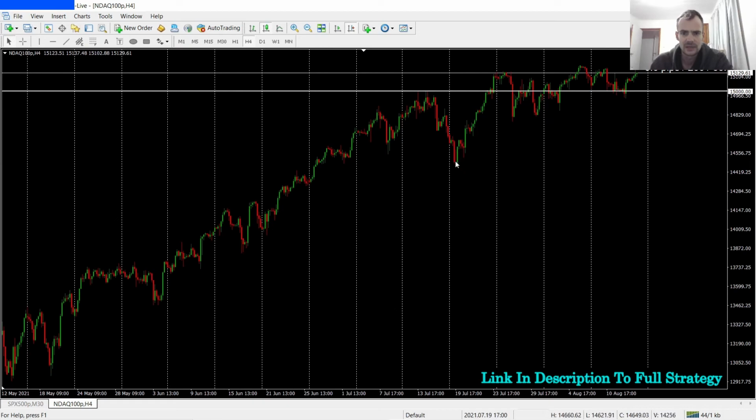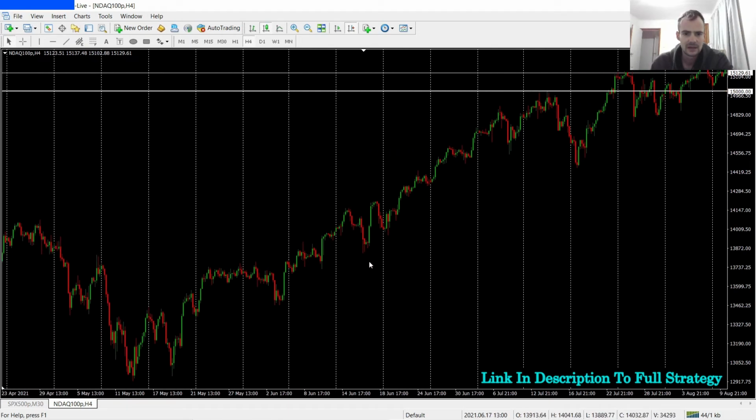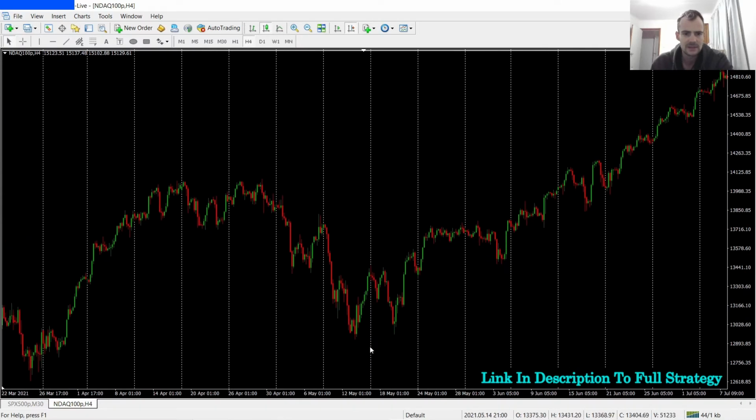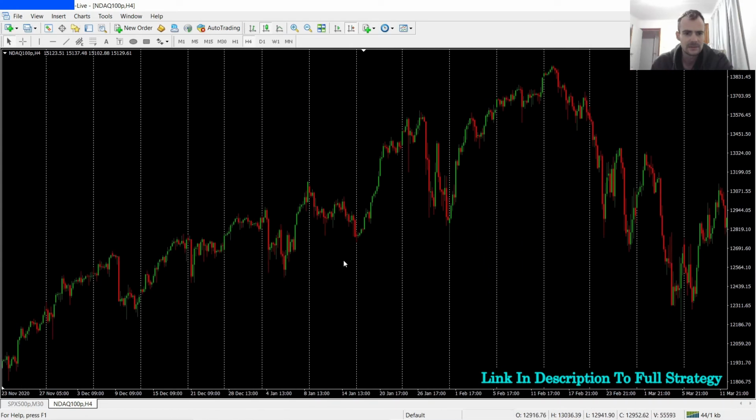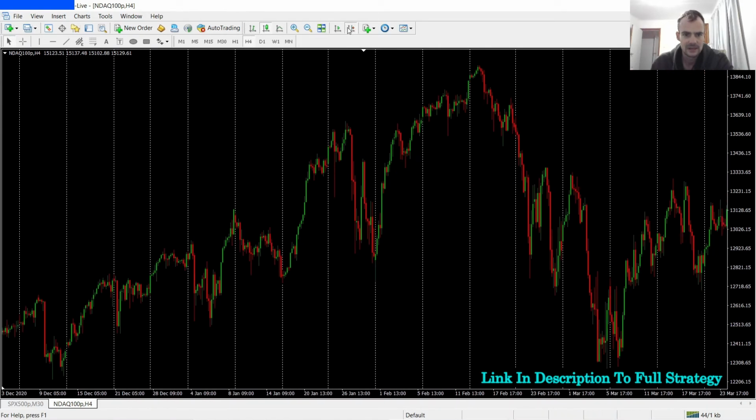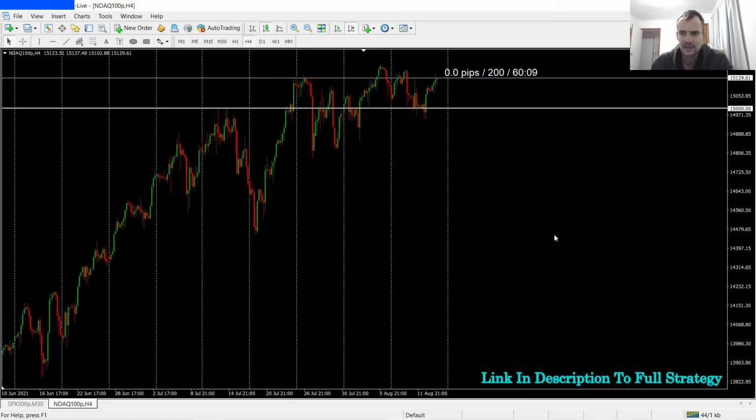If we look over here, we can see how it does corrections. So it does a correction and an impulse. Correction, impulse. Sometimes it does a major correction, then a huge impulse. Major correction, huge impulse. And what it does is basically does those break and retests of these major round numbers, these key levels.